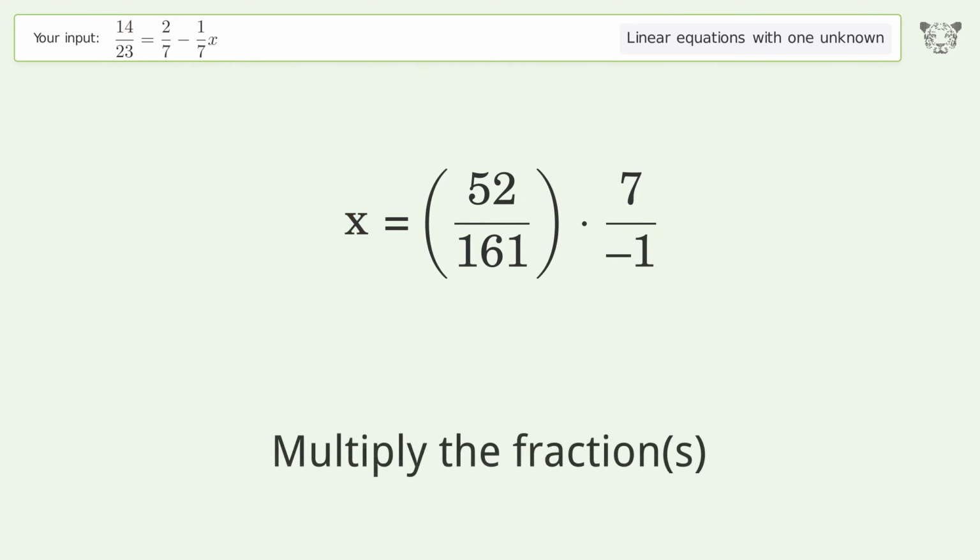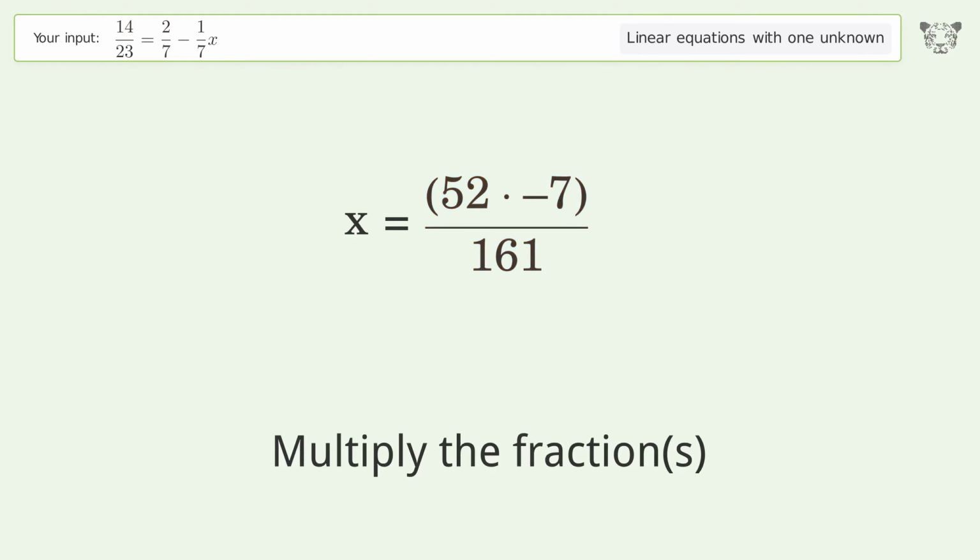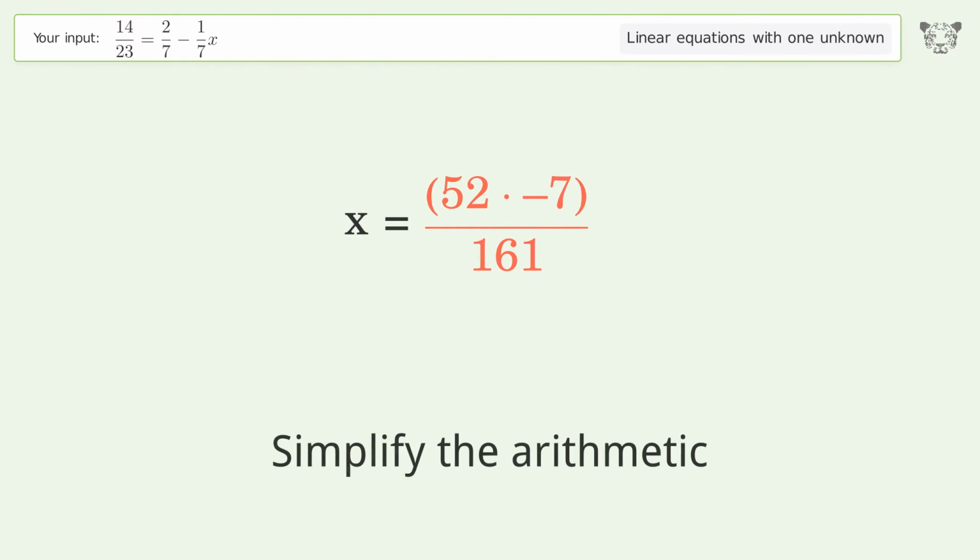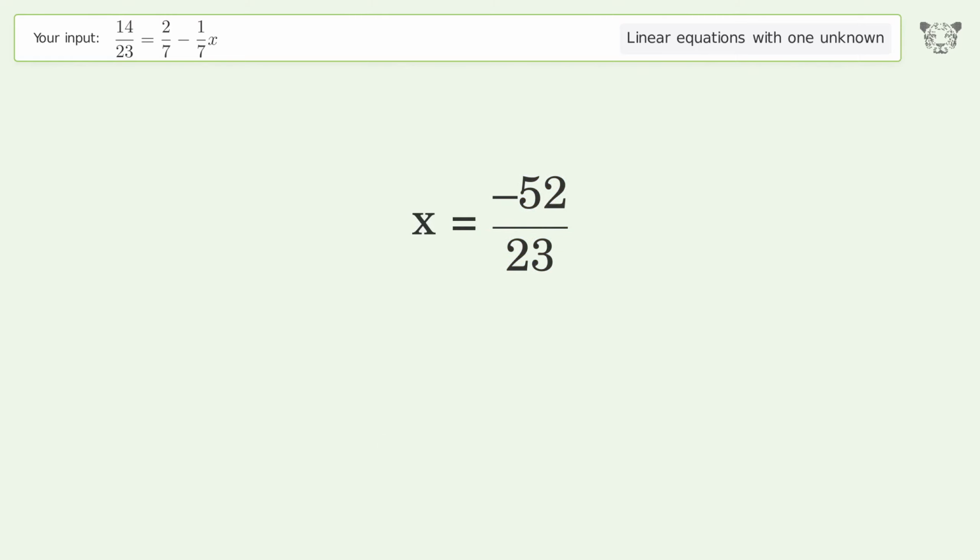Multiply the fractions. Simplify the arithmetic. And so the final result is x equals negative 52 over 23.